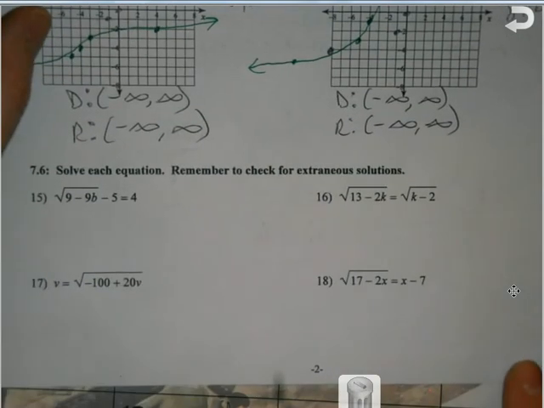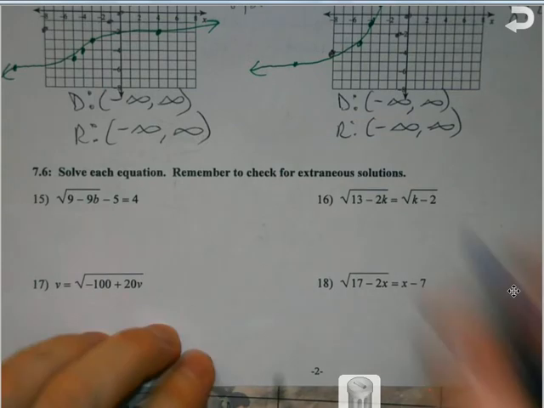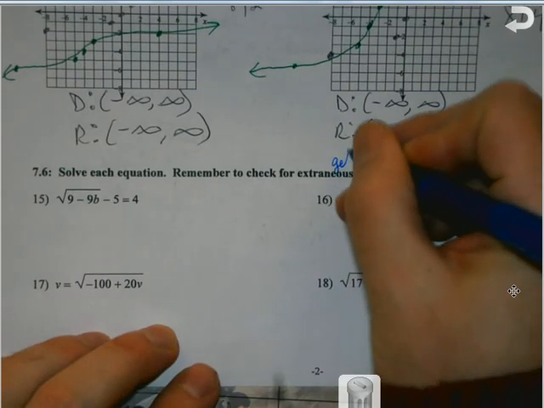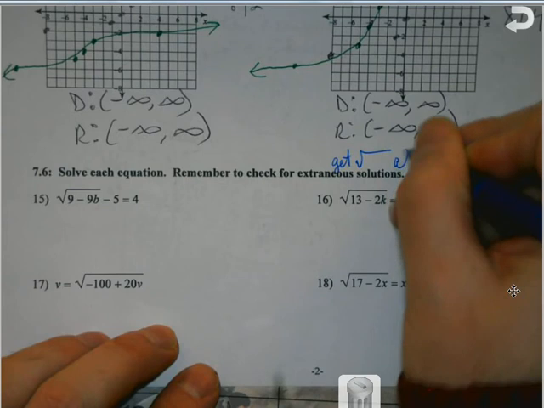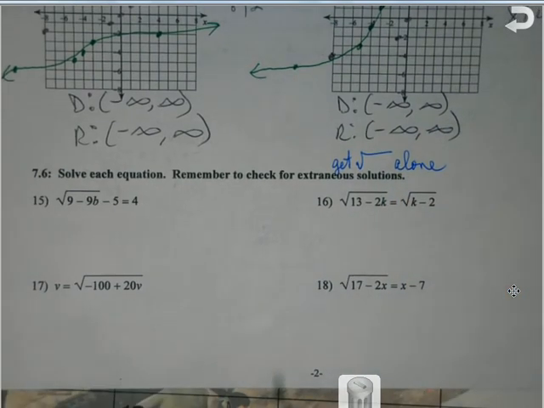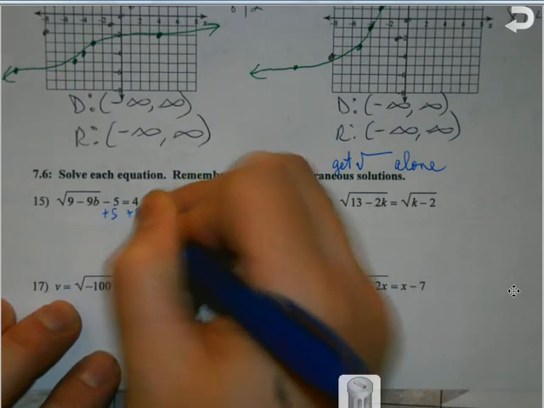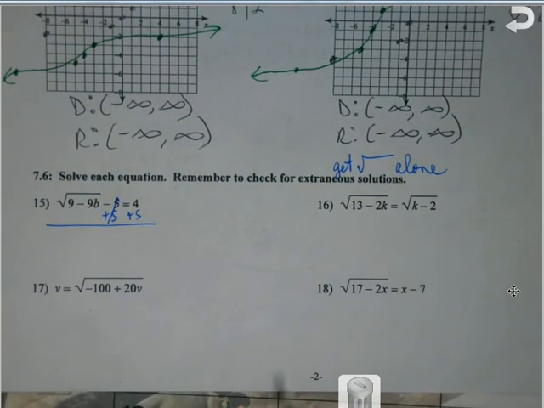And then finally, what we've been working on these past couple of days, okay? Solve each equation. Remember to check for extraneous solutions. We'll talk about that in a second here. Remember, we want to make sure, when possible, to get the radical by itself. So like here in number 15, I need to add 5 to each side first.